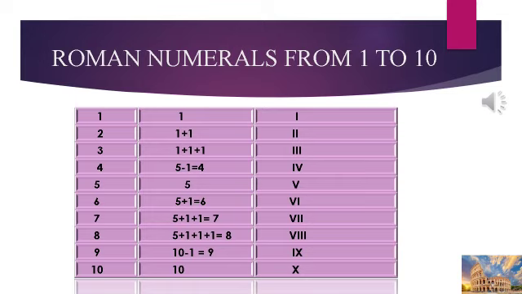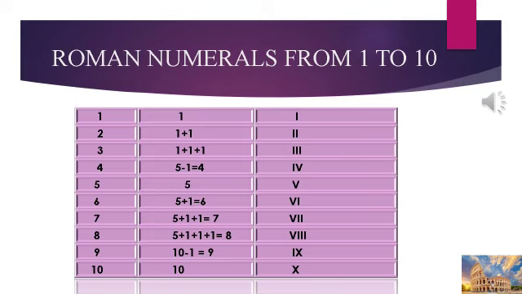Let us learn how to write Roman numerals from 1 to 10. 1 is represented by symbol I. 2 is equal to 1 plus 1, that is II. 3 can be written as 1 plus 1 plus 1, that is III. As we know that symbols can be repeated 3 times only, therefore 4 can be written as 5 minus 1, where the smaller number is subtracted from the bigger number. Then the smaller number appears before the bigger number. Therefore, Roman numeral of 4 is IV.